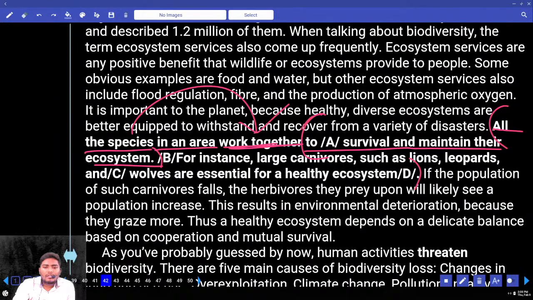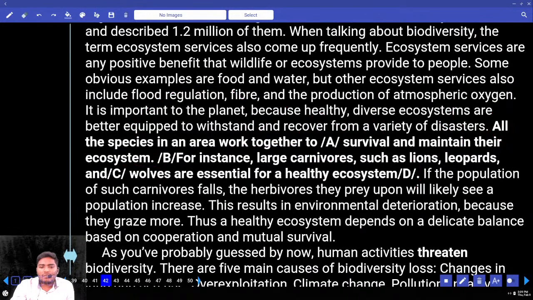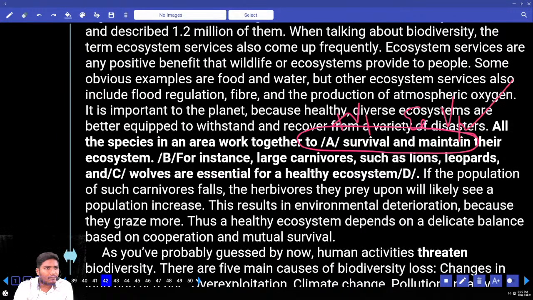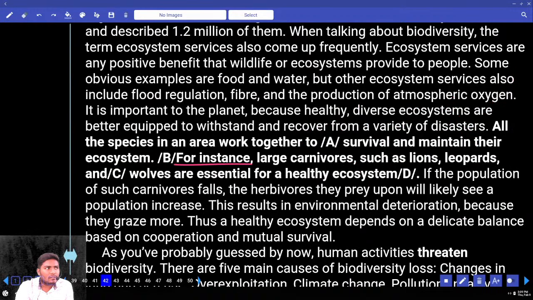Okay, they work together to survive and to maintain. So the combination we can see here is to plus V1 and again V1. Maintain is V1 already, but survival is not V1, so immediately change it into survive. So, to survive and to maintain their ecosystem. For instance, what is the meaning of the word for instance? For example, large carnivores such as leopards, lions and wolves are all essential for a healthy ecosystem. This sentence is absolutely fine. So the error comes only with the part that has survival. Go to 43.